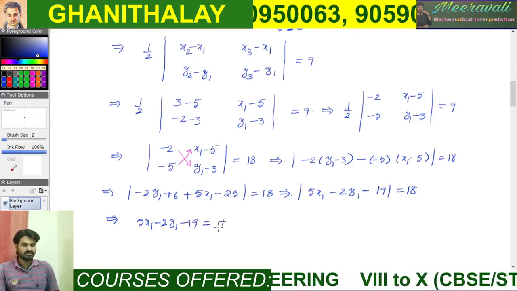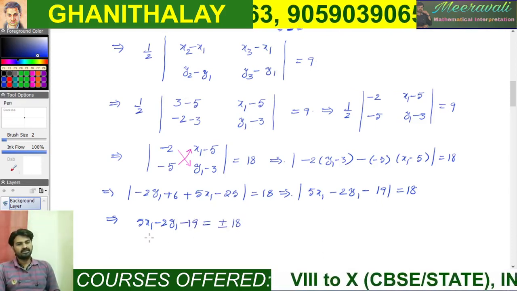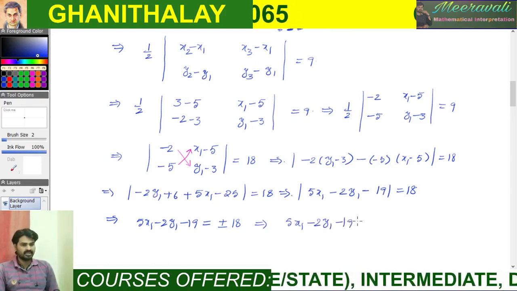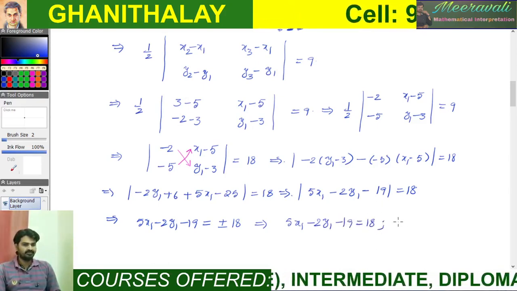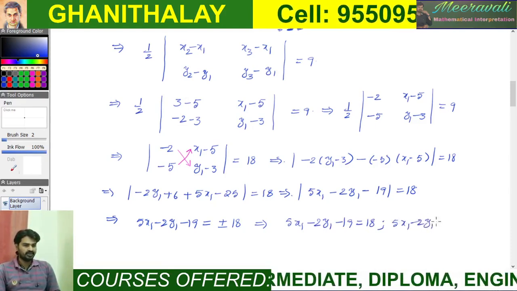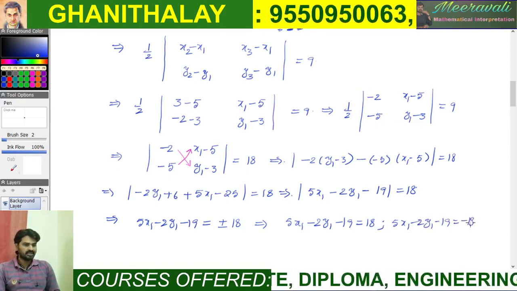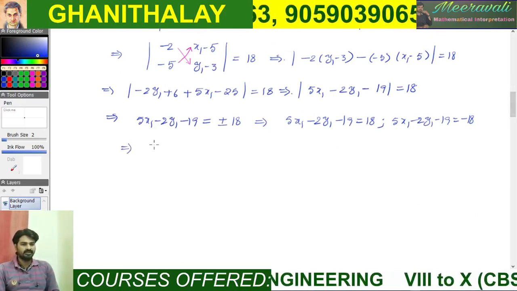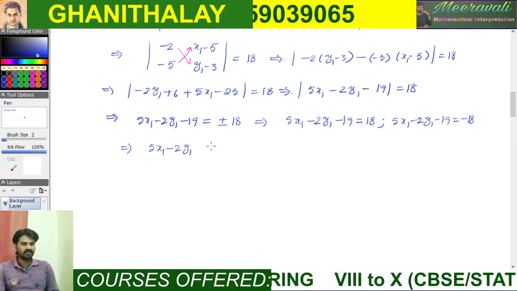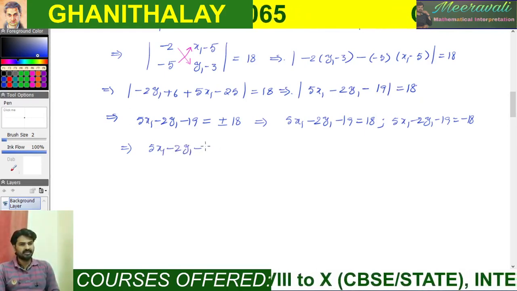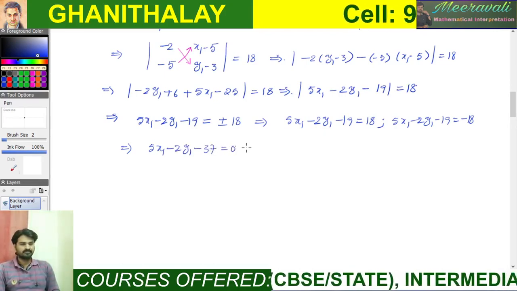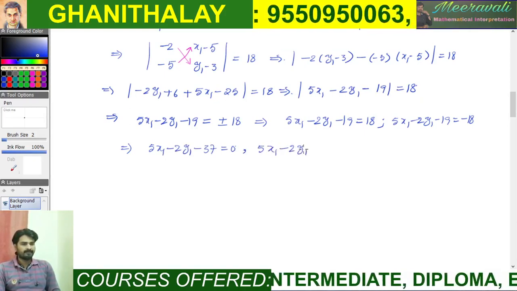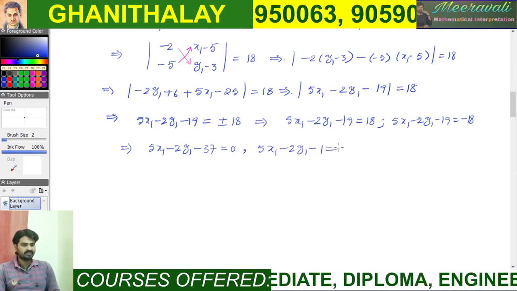Whenever we remove the modulus, on the right hand side we get plus or minus. Now it will turn into two equations: 5x1 minus 2y1 minus 19 is equal to 18, and another one is 5x1 minus 2y1 minus 19 is equal to minus 18. One can be taken as plus 18, another one as minus 18. Now finally simplifying them, 5x1 minus 2y1 minus 19 minus 18, minus 37, is equal to 0. Next, another equation: 5x1 minus 2y1 minus 19 plus 18, that is minus 1, is equal to 0.